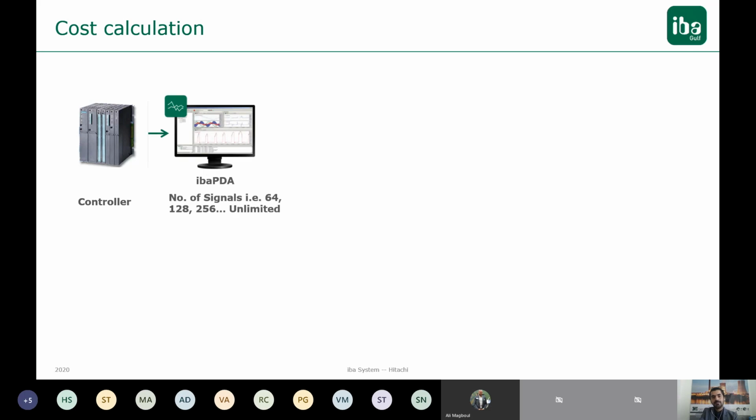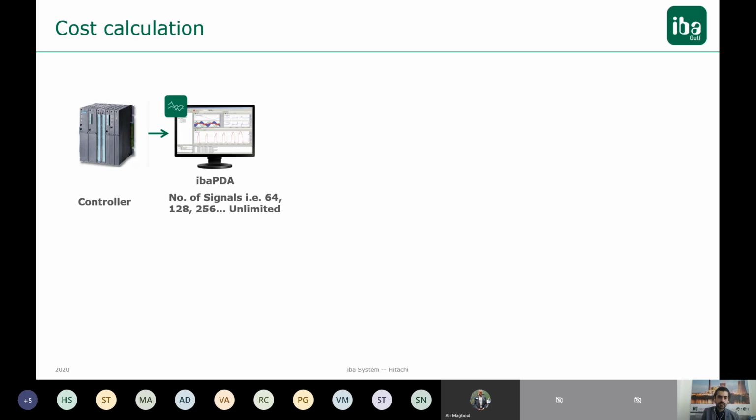Then how many signals I'm gonna record. It starts with 64 signals and goes up to unlimited. So you can start with 64 signals. In this cost calculation, I have considered only 64 signals, not too much. But the best part is if you start with 64 signals, your base license cost remains the same.